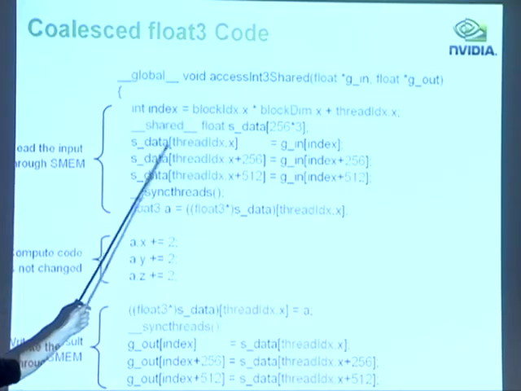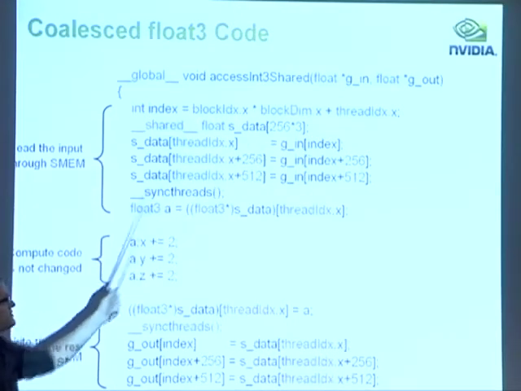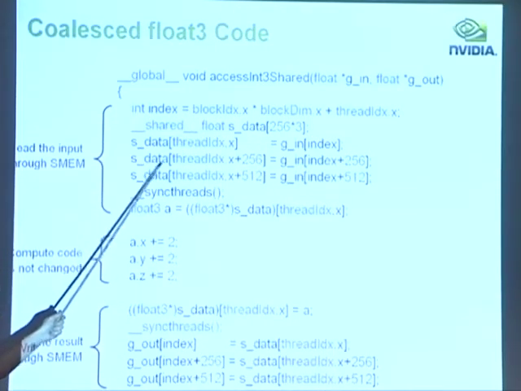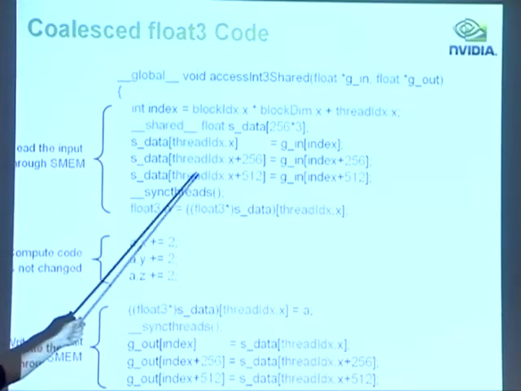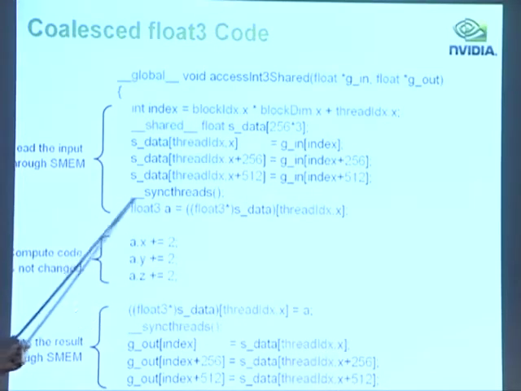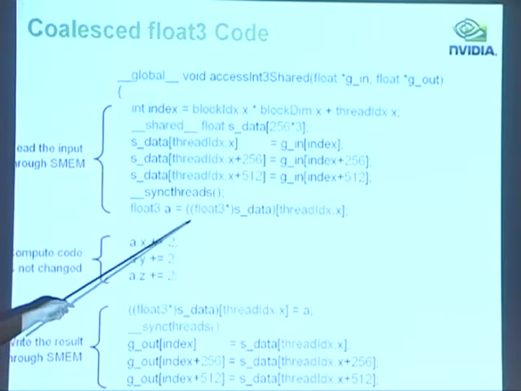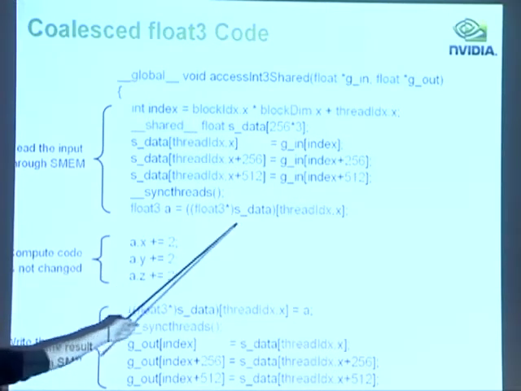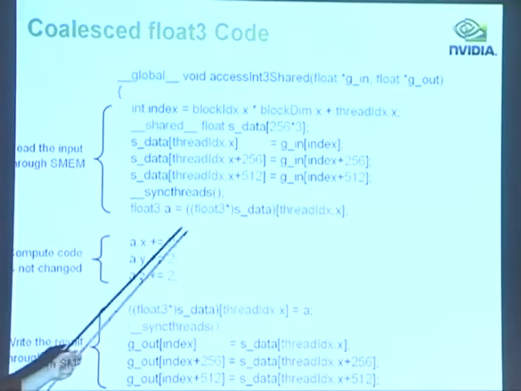So then we just do the three loads. Each thread reads its index into the first 256 words, then its index plus 256, and then its index plus 512, and then you synchronize, because now, instead of each thread loading its own data, each thread is loading data that some other thread is going to use. So we need to synchronize to make sure we're done with all the loads into shared memory. And then we cast this back to a float three, and we can read our own value using our thread index into a float three array. Okay, any questions?